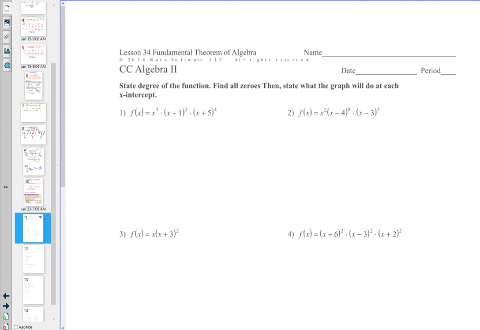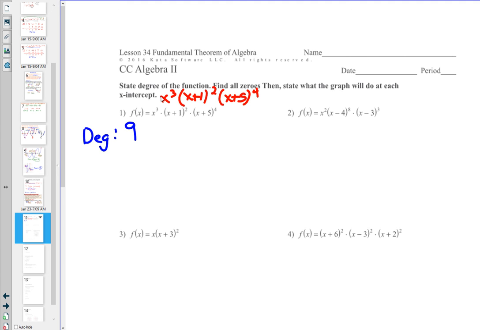I know in the last period, there's a thing that's hard to see. Okay, now this says x to the third times x plus 1 squared, and then x plus 5 to the fourth. That's what the first one says. So what they want you to do is state the degree. What is the degree of that function? It is 9, yeah. 3 plus 2 plus 4 is 9.